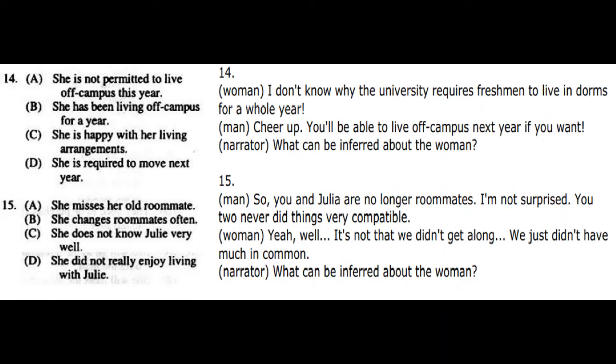Number 14. I don't know why the university requires freshmen to live in the dorms for a whole year. Cheer up. You'll be able to live off campus next year if you want. What can be inferred about the woman?